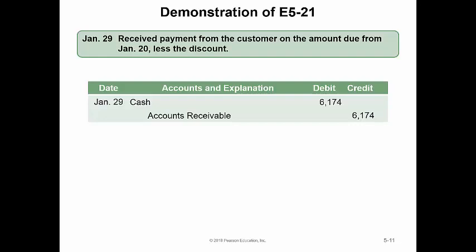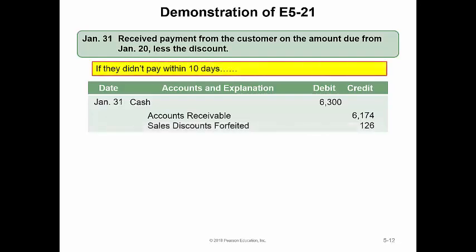What happens if they did not pay within that 10-day window? Well, this is what happens. If they didn't pay, let's say they waited till January 31st to pay. So we're going to debit cash for the full amount of the invoice, which was $6,300. We're still going to have to get rid of the accounts receivable for what's in it. Now, all that was in it was $6,174, because remember we netted out that discount to begin with. But since they didn't pay on time, we're out of balance here. So we're out of balance by $126. And what we're going to credit then is sales discounts forfeited. And that puts us in balance.